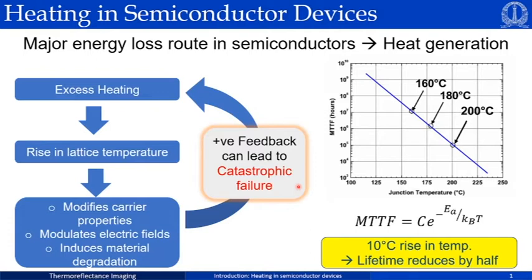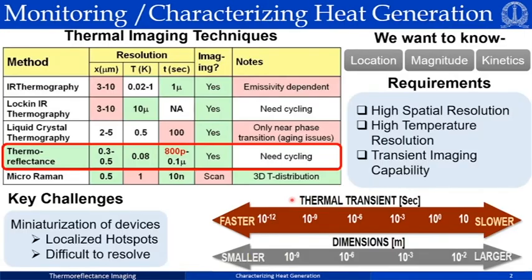Therefore, it is very important to monitor how the heat generates, what are the factors on which this heating would depend, and how we can mitigate this heating. And therefore, it is very important to have the thermal imaging done of the devices under stress conditions, electrical stress conditions. Okay, now that we understand that it is important to monitor or characterize heat generation, let us see what are the available methods for thermal imaging.